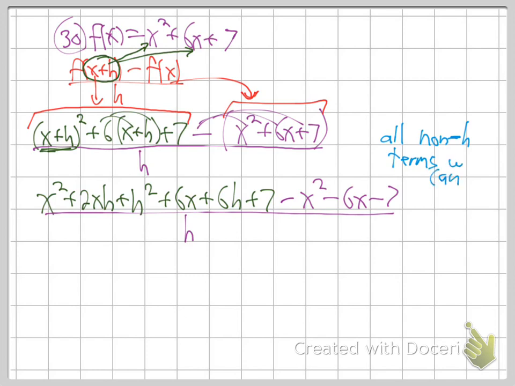Non-h terms will cancel. So if they don't, you did something wrong. All the terms that are missing an h will cancel. So like x squared, I can just cancel them right now. It better cancel or I messed up. Sure enough, look at that.